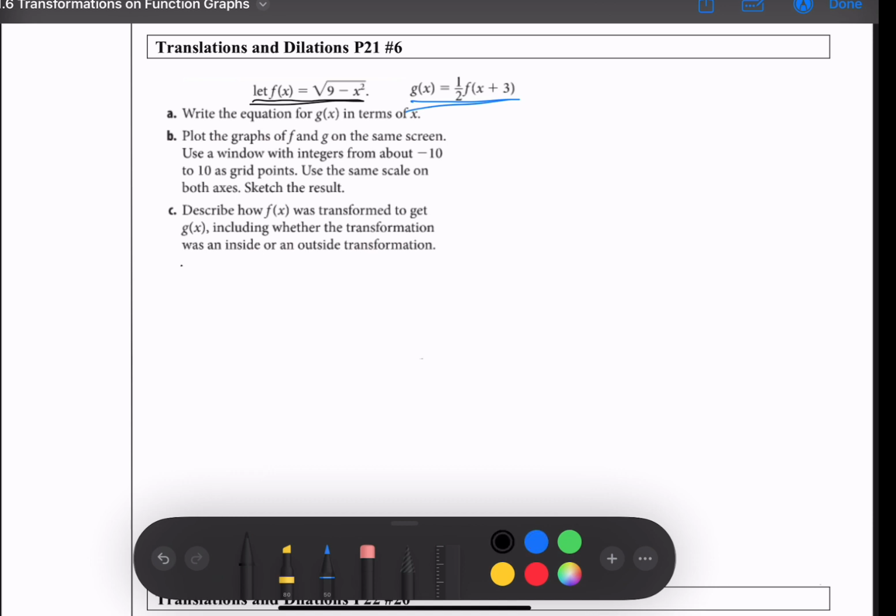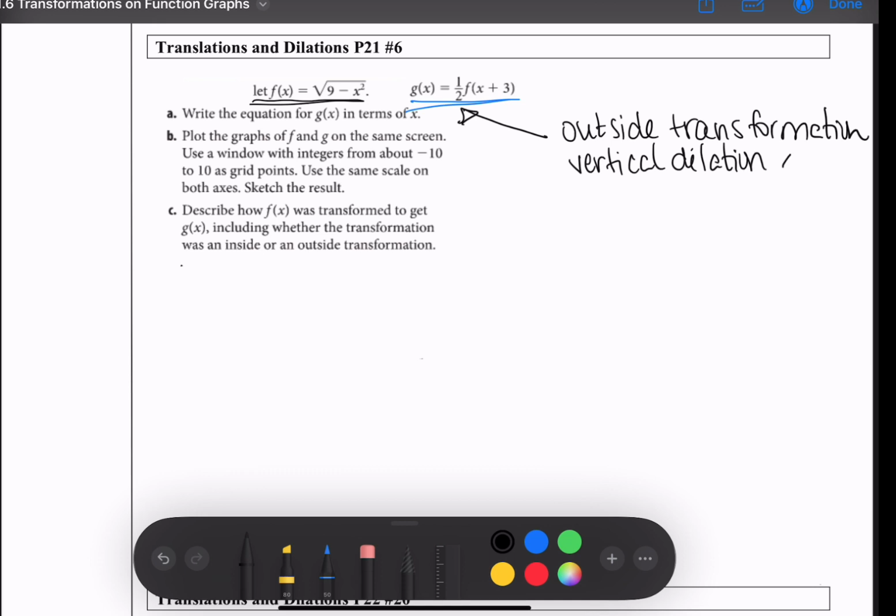So the first thing I notice is this outside transformation, this 1/2 right here. Okay, that is an outside transformation, and it is a vertical dilation by 1/2, or a vertical shrink. Okay, and that is like normally what we think of as A, or in the past what we've thought of as A.